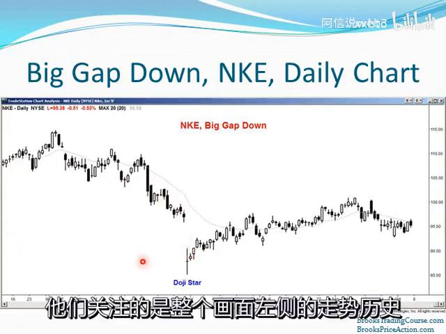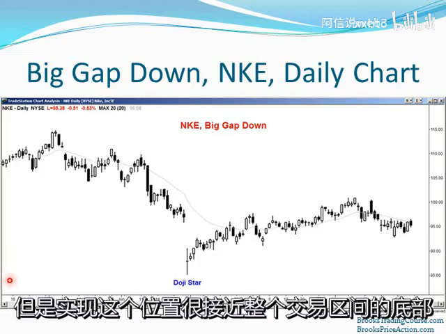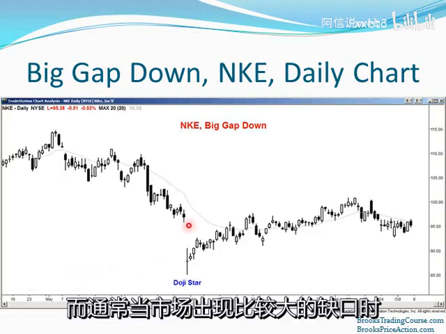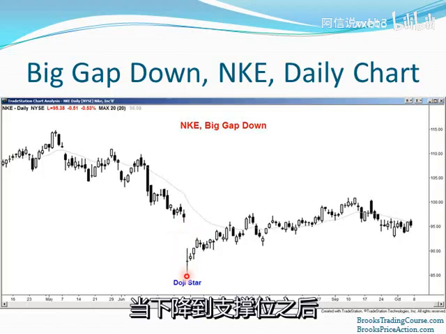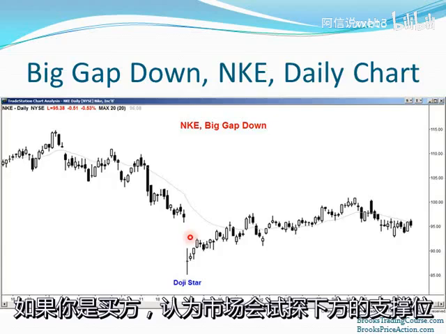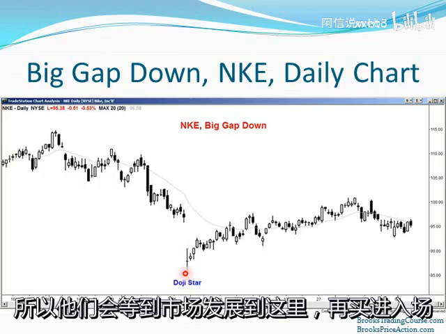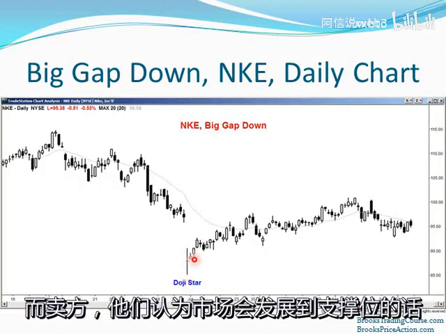They're interested in all the bars to the left. I don't have much on the left here, but in actual fact, this is fairly close to the bottom of a trading range, a support area. And very often, when the market has a big gap, it trades down to the support area, and all of a sudden, bulls appear. And you say, wait a minute, why didn't the bulls prevent the gap from happening? Well, if you're a bull and you think it's going to test support, why buy here if you think it's going to reach here? So they just wait until it gets here, and then the bulls start to buy.